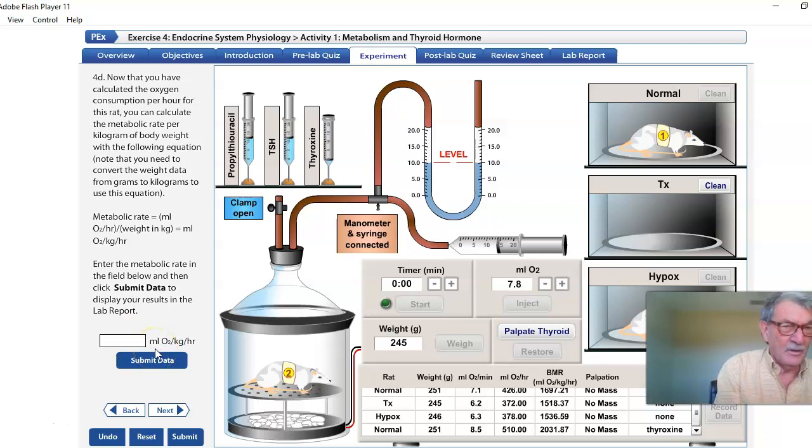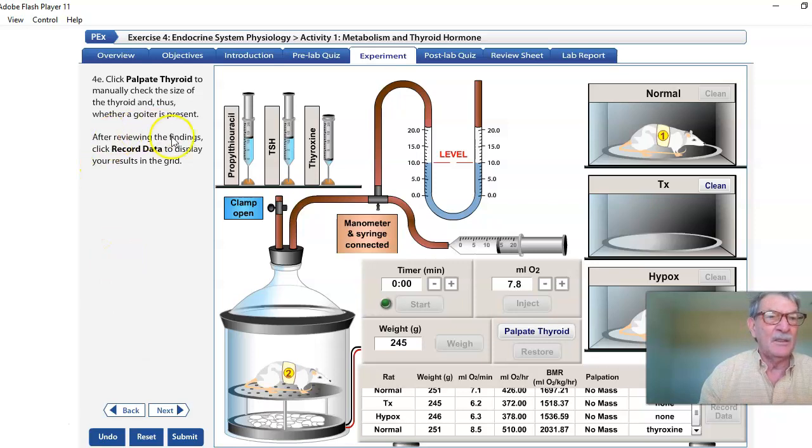Is this the right one? 7.8. 7.8 times 60 equals 468. 468. Submit data. Okay, this isn't working right.